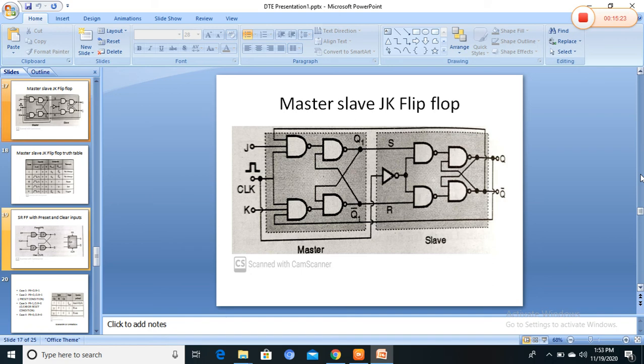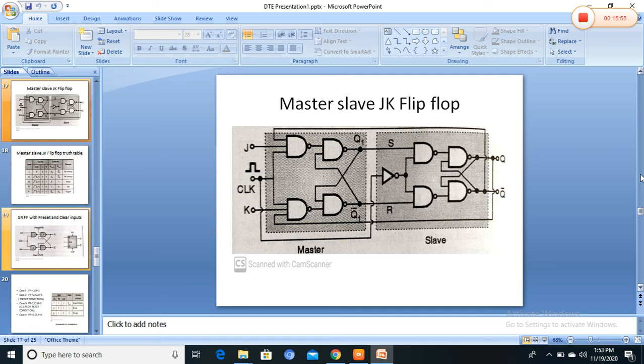This changed output returns back from Q and Q bar. These outputs are connected to the master as the J and K inputs. At that time the clock is 0, which means the master is inactive, so it does not respond to change its output. In the race round condition, multiple toggling takes place.